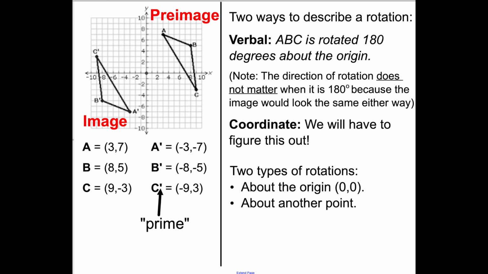So you can think about what kind of rule could we use when we're talking about a 180-degree rotation about the origin. What's happening to the x-coordinate? What is happening to the y-coordinate? Okay, and we'll see more as we go through some specific examples.